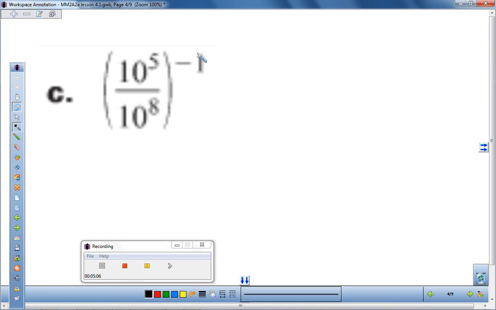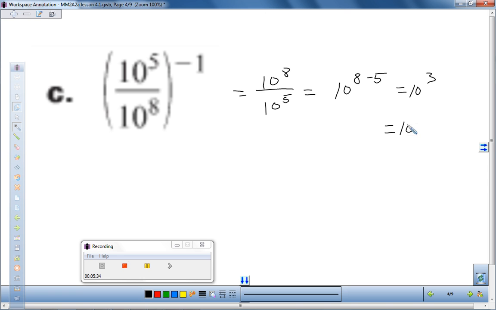Alright, now with this one we have this negative exponent. If we want to get rid of the negative exponent, we're just going to flip it. So we end up with 10 to the 8th over 10 to the 5th, and so we got rid of the negative exponent. We could have multiplied the negative through and got negative 5 over negative 8, and then we'd end up doing the same thing. Now we're going to subtract the exponents, so we end up with 10 to the 3rd power. And 10 to the 3rd power is going to be 1,000.